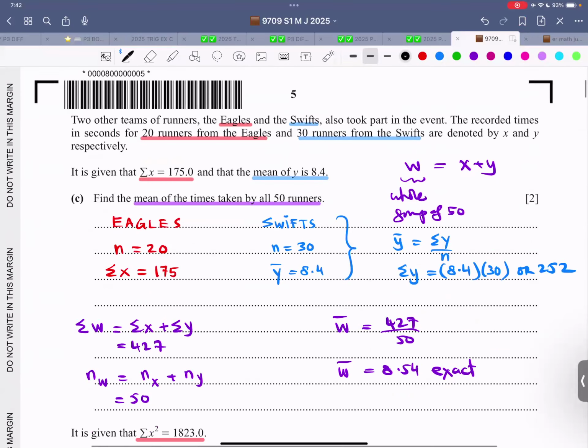Now, in the same question, another twist comes in. This twist is about mean and standard deviation. It says two other teams, the red ones and the blue ones. The red ones are the Eagles, the blue ones are the Swifts. The data is given: 20 runners from Eagles and 30 runners from Swifts are denoted by X and Y respectively. Now it says sigma X is 175 and the mean of Y is 8.4. So this is the data that's given.